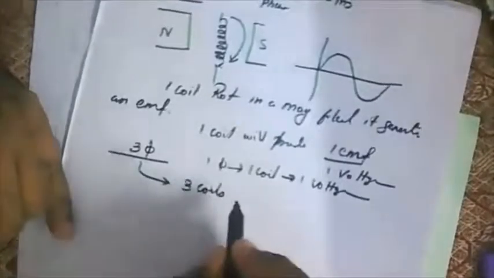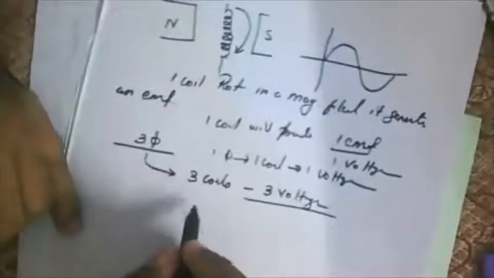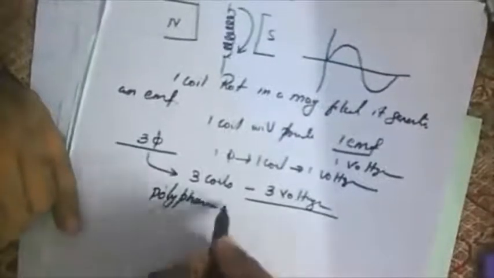So, what will be the case of three-phase? Three-phase will have, of course, three coils having three voltages. If it has more than three phases, then we call it a polyphase system. Now, how am I going to represent these systems?